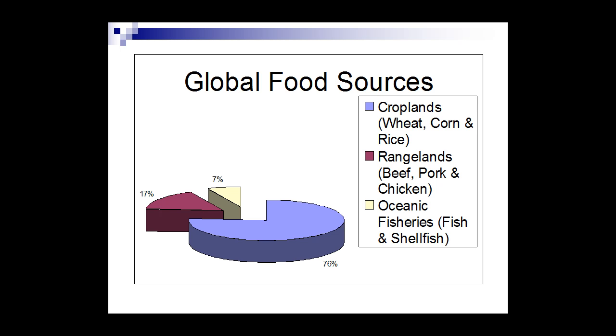About 17% is used for rangeland. That's beef, pork, and chicken. And then the remaining 7% is for your fish and shellfish from the ocean. And even though only 7% of our food comes from the ocean, it's the primary source of protein for a large part of the planet. Most people live near the coast or some sort of water where they get their fish, and that's their main source of protein because it's a lot easier to fish a fish than it is to raise an entire cow or pig or chicken.